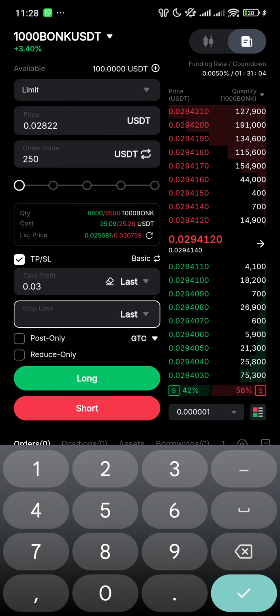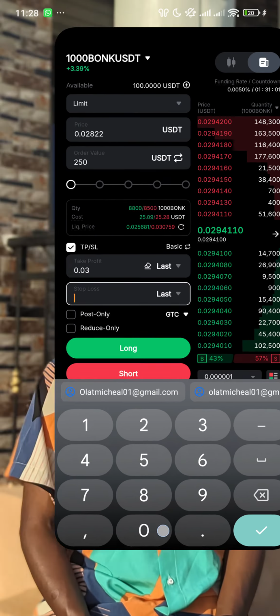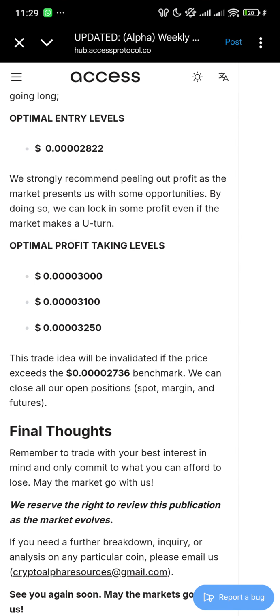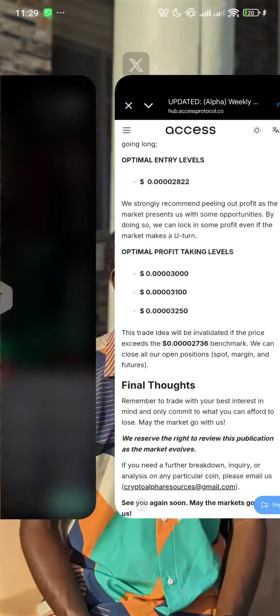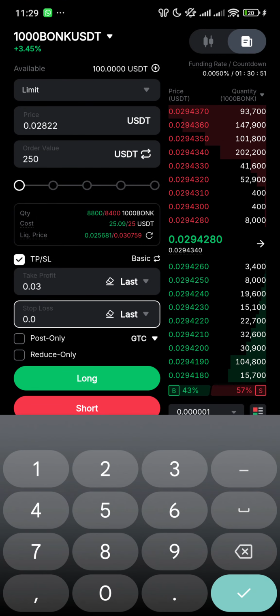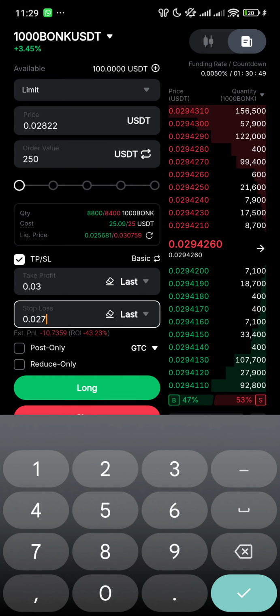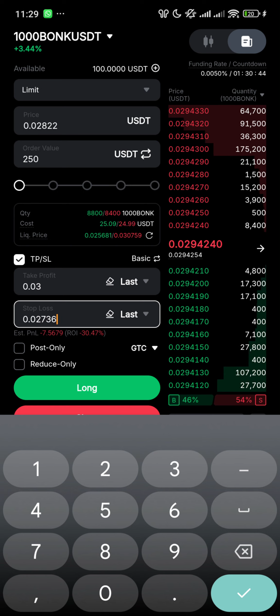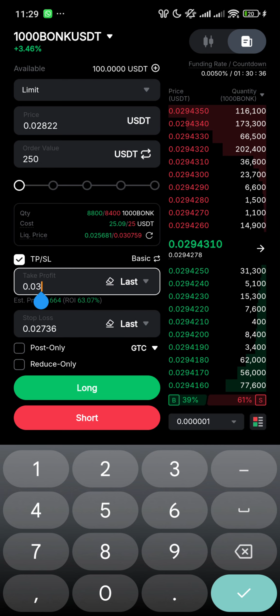For my stop loss, you remember your stop loss is just one stop loss. You can see this 2736 for your stop loss. So you put in 0.2736. You can see for my stop loss, I'll be incurring just $7 for this trade. That's minus 30% ROI. I'll be incurring just $7, but I'll be making a profit of $15, and that is 63 percent on my capital, which is $25.